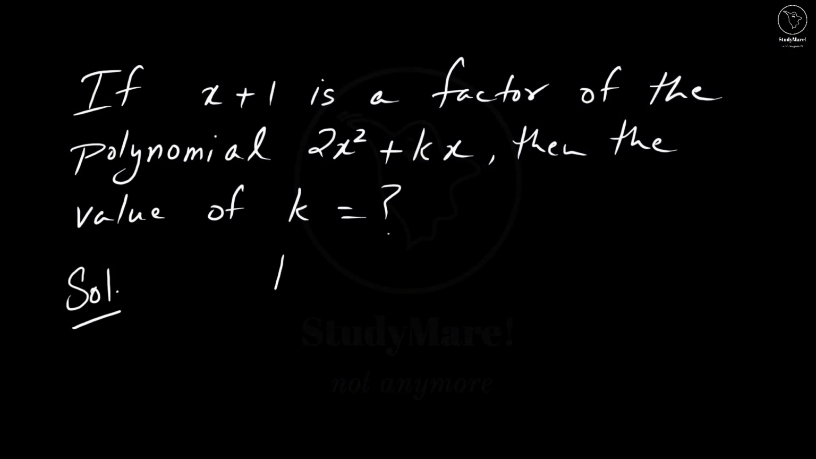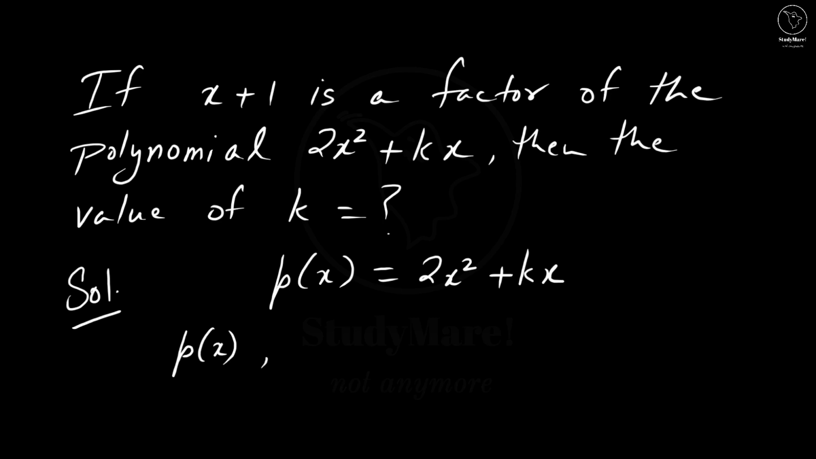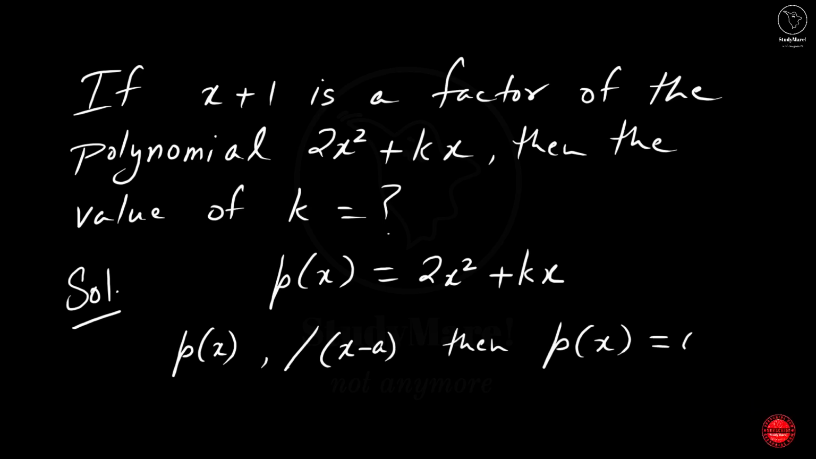You see, we have the given polynomial as 2x² plus kx. And x plus 1 is one of its factors. Recalling the remainder theorem, we know that if there is a polynomial p(x) and it is divided by a linear polynomial x minus a, then p of a is equal to 0.